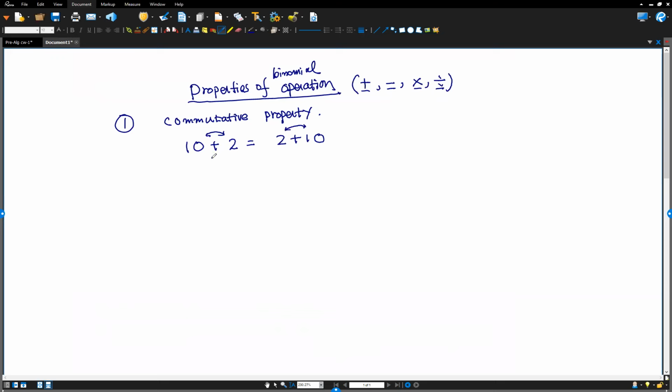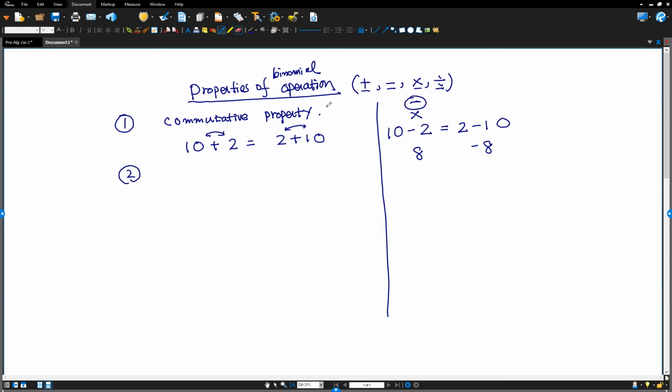Only addition works here. A contradiction: 10 minus 2 equals... switch to 2 minus 10, are they equal? No way. This is 8, this is minus 8, isn't it? So the commutative property always works on addition. Only addition works; subtraction is not working. This is what we call the commutative property of addition.